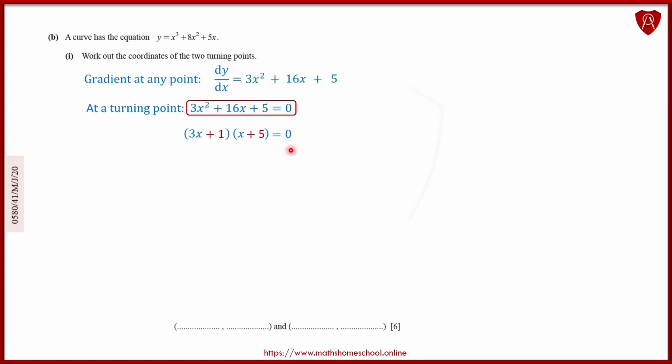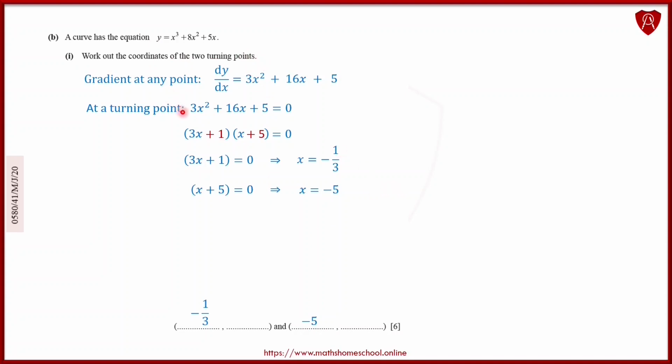We equate that to 0. It means either the first bracket is equal to 0, and when we solve, we should get x is equal to negative a third. That will be one of the values of x we are looking for. Or we equate the other bracket to 0 and solve. We have the x coordinates of the two turning points.